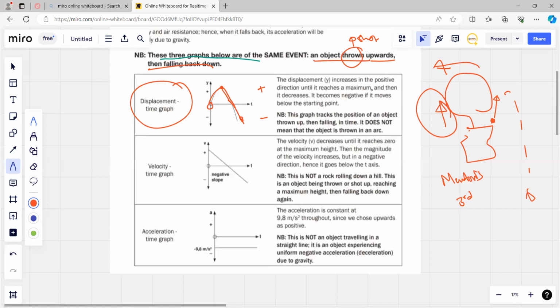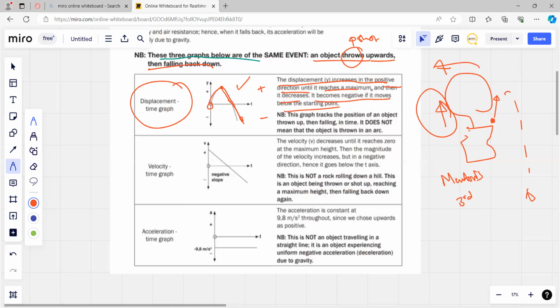Okay, let's take a look at the displacement. The displacement increases in a positive direction until it reaches maximum. Then it decreases. It becomes negative if it moves below the starting point. But according to my perspective of how I view vertical projectile, it means that immediately it turns, if upward is positive and downward is negative, displacement starts to move in a negative direction. Take into consideration that this displacement time graph scientifically shows how the motion moves.